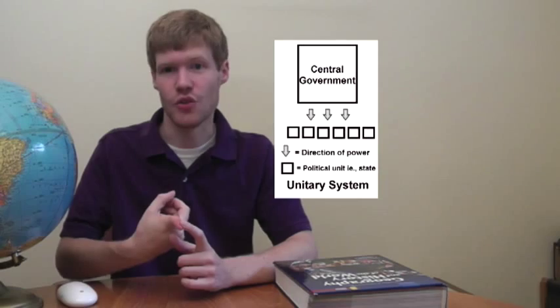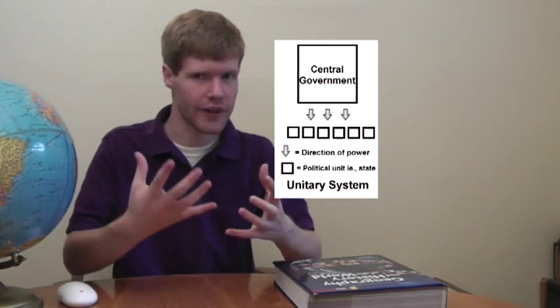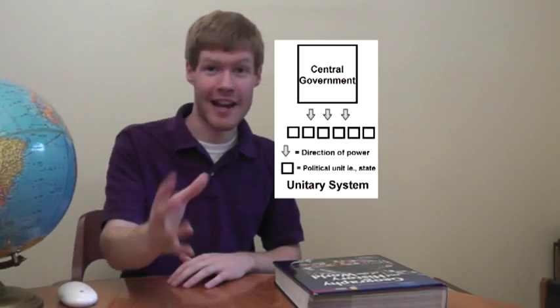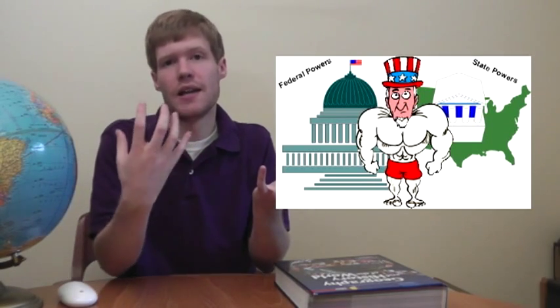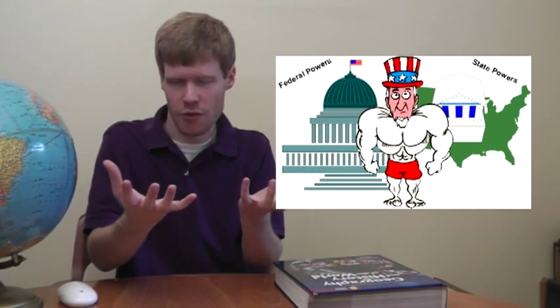Now, there's kind of basically two types. There's a unitary system, which gives all the key power to a national government in the capital. And then there's a federal system, which divides power between a national government and a state government or a provincial government. That's what we have in the United States. That's why we have a government in Indianapolis, and we also have a government in Washington. So governments are organized in that particular way, but they're also organized by types of government.